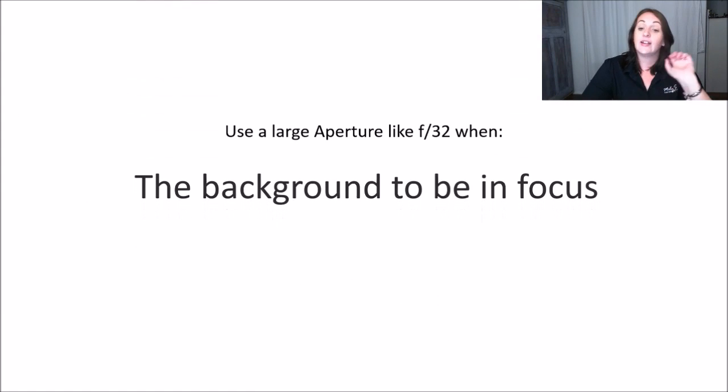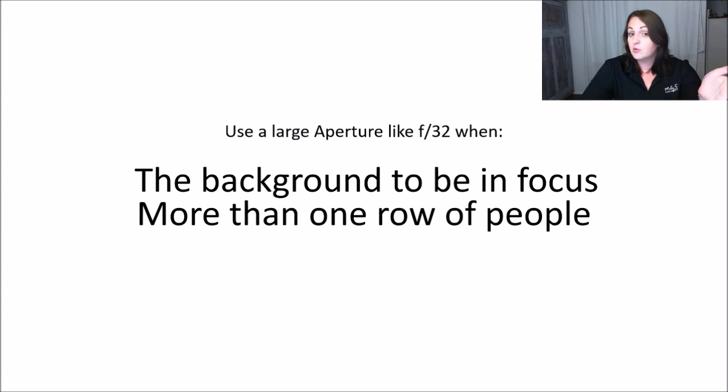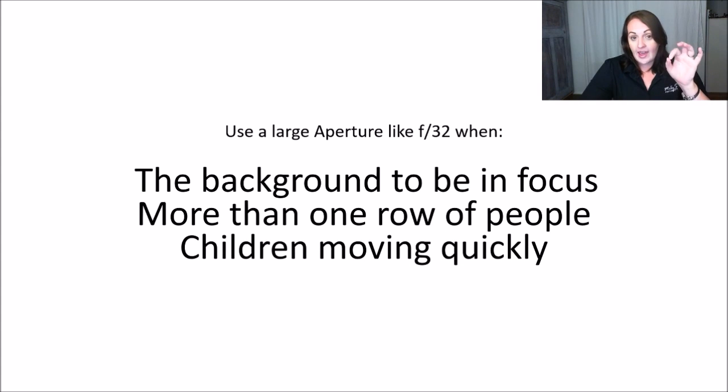And so that's the background. You use a larger aperture to keep the background in focus. If there's more than one row of people, and this is my tip especially when working with children, if they are moving quickly and in an open space, it can be really hard to get that focus on them without them being completely blurred. I find by having a larger aperture number while they're running around, you have more of a chance of getting them in focus rather than missing it entirely.